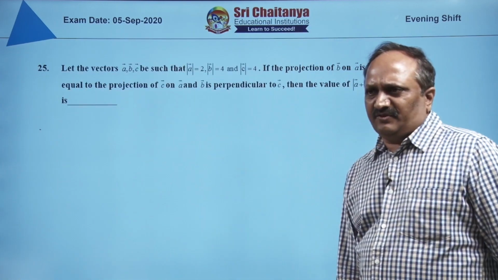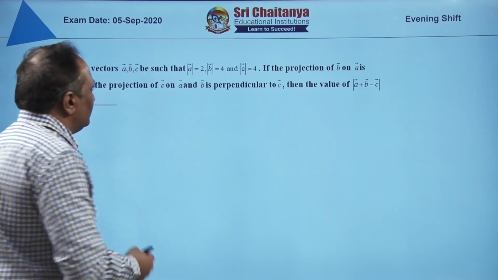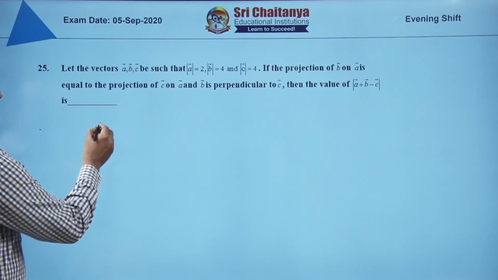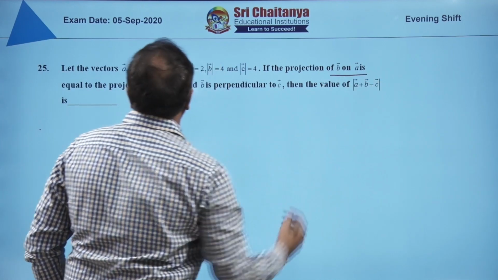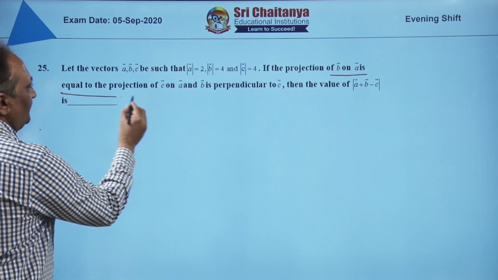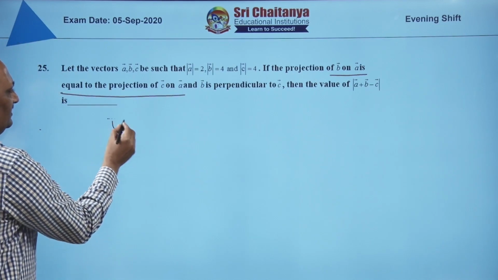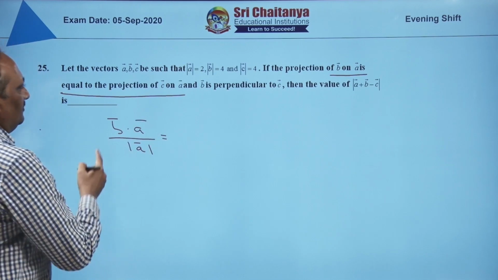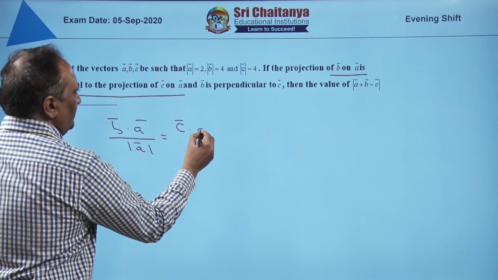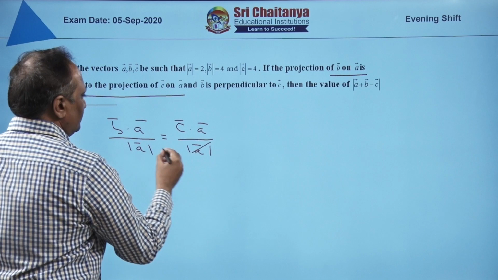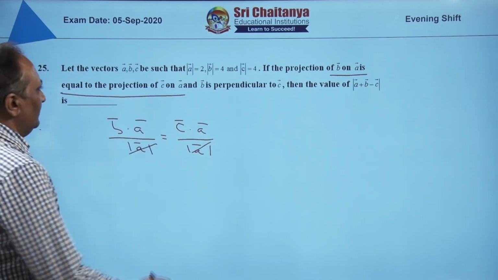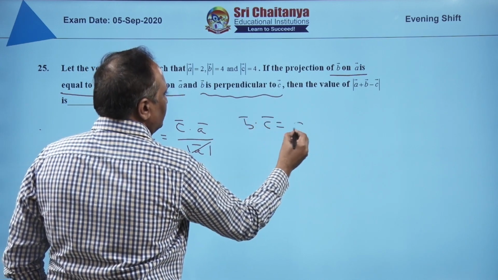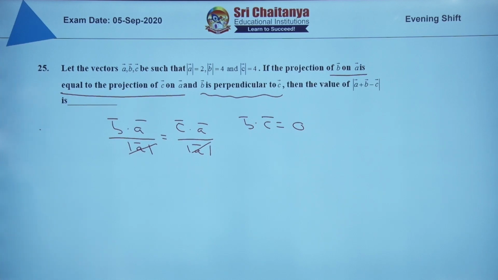Coming to the 25th question, it is a problem based on vectors, and moreover it is an easy question in this condition, projection of a vector on another vector. Projection of b bar on a bar is equal to projection of c bar on a bar. The meaning is b bar dot a bar by mod a bar must be equal to c bar dot a bar by mod a bar. So, these two get cancelled, b dot a is same as c dot a, and b bar is perpendicular to c bar, so b bar dot c bar is equal to 0.